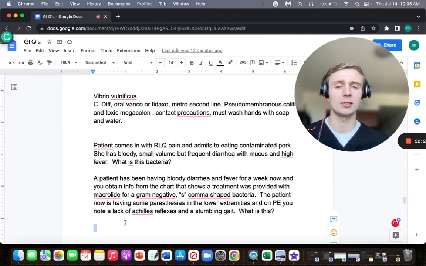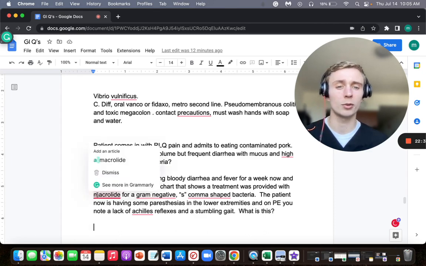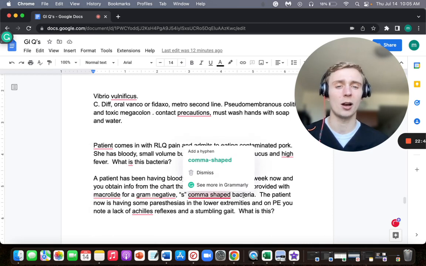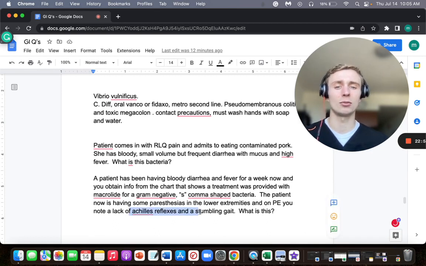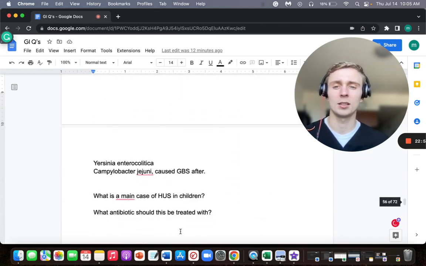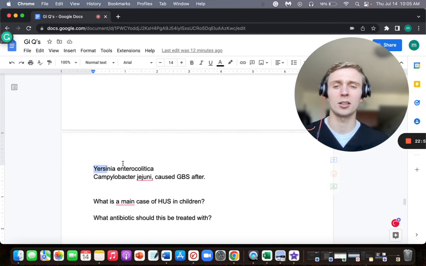The patient now is having some paresthesias of the lower extremities, and on physical exam, a lack of Achilles reflexes and a stumbling gait. What is this? So again, they were treated with a macrolide, gram-negative, S comma-shaped bacteria. The most important thing that gives it away is paresthesias of the lower extremities on physical exam and a lack of Achilles tendon reflexes with a stumbling gait. What is that? So that's going to be Yersinia enterocolitica with that pork.